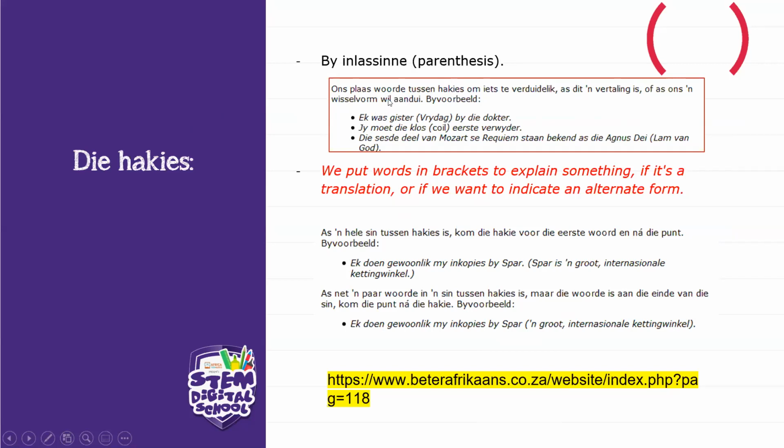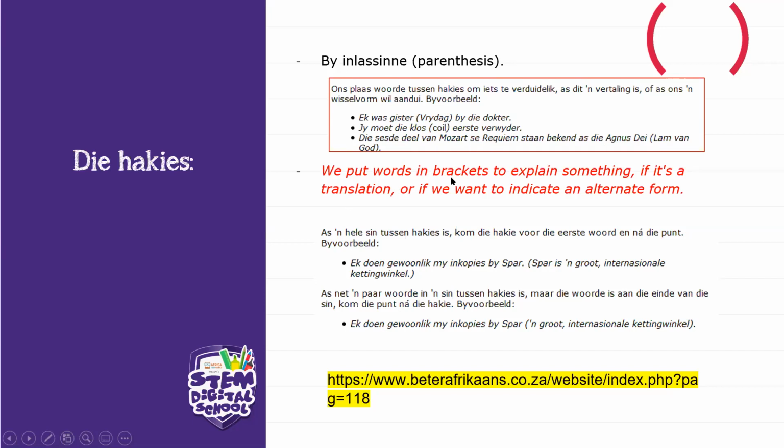Of as dit 'n wisselvorm is. Byvoorbeeld, kyk hierso. Ek was gister, and then I want to say the day that was yesterday, Vrydag by die dokter. Jy moet die klos, the coil, eers verwyder. Die 6ste deel van Mozart se Requiem staan bekend as die Agnus Dei, Lam van God. Okay, so it's also there to put in additional information.